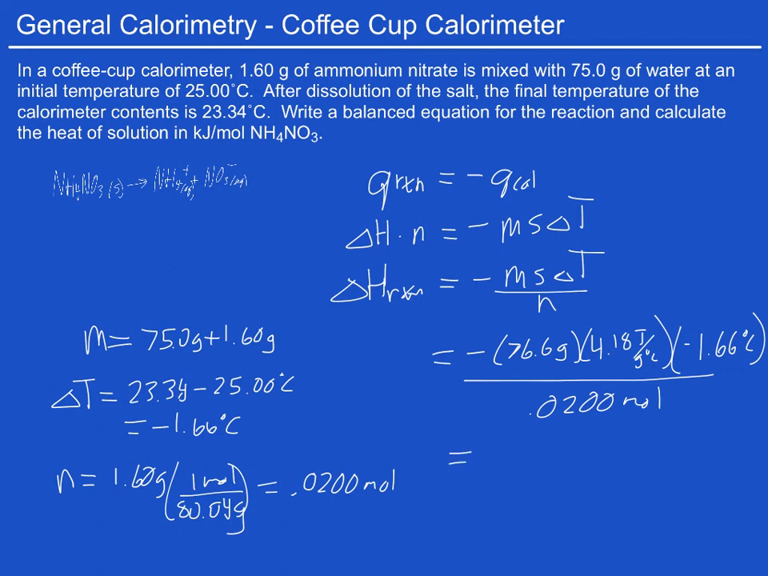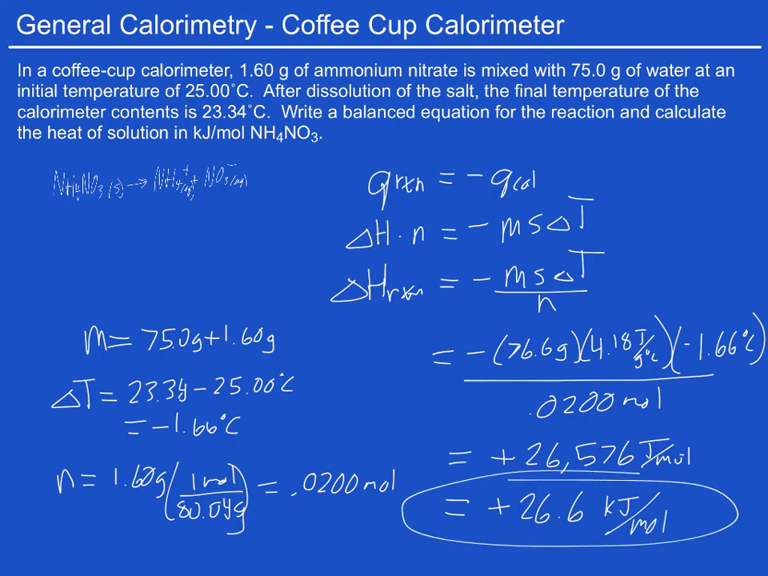And out of all this, the negatives cancel, and now we get a value of positive 26,576 joules per mole. Now we need to adjust this a little bit because first off we have sig fig problems, and secondly it doesn't really make sense to display it in joules when we're asked for kilojoules per mole, and it's a more sensible value as well since we have so many joules. So when we convert this to kilojoules, simply divide by 1,000. So what we come down to is 26.6 kilojoules per mole. And that's our answer for the delta H of solution.